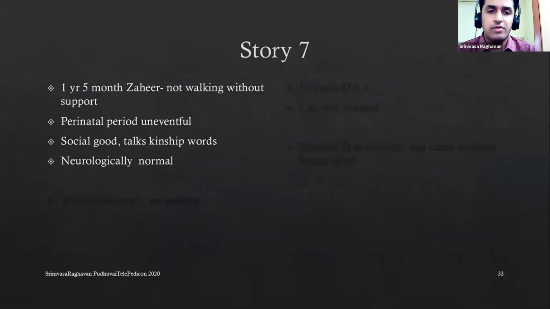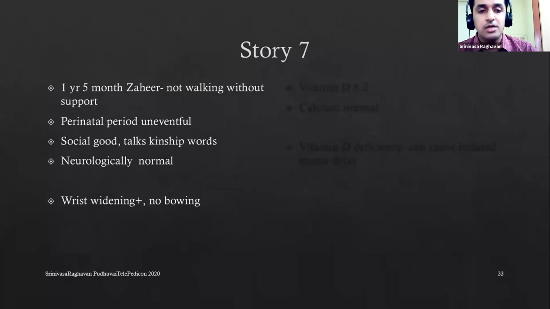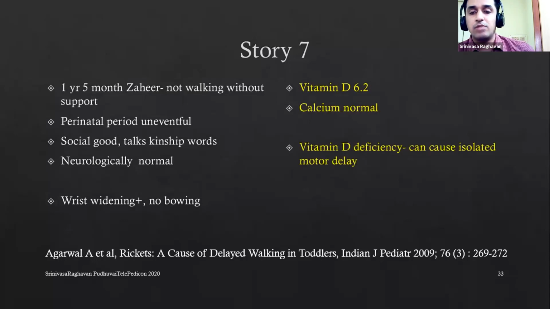And 1.5-year-old Zahir was brought with complaints of not walking without support. This child had an uneventful perinatal period. He was good socially. He was talking kinship words. Neurologically, he was normal. But still, why the developmental delay? Subtle wrist widening was there, and there was no bowing in this child. So we did a vitamin D levels, which showed a very low vitamin D levels with a normal calcium.